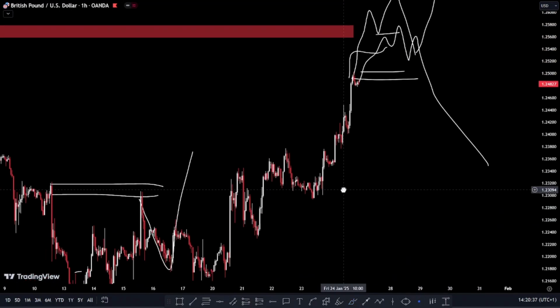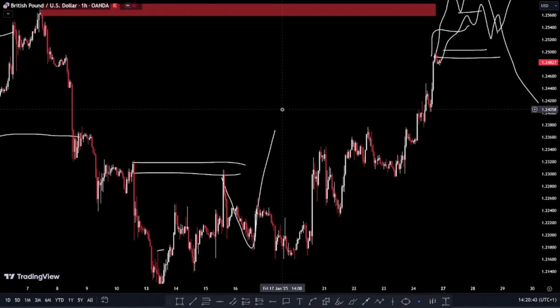So these are the possible scenarios that we can have on the three major pairs that I'll be watching for the upcoming weeks. So this is it for this analysis.